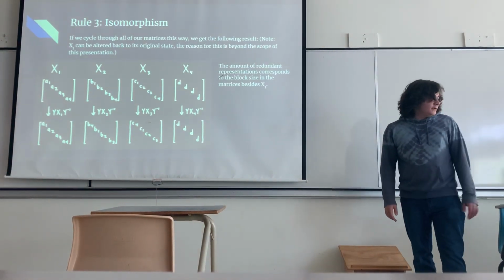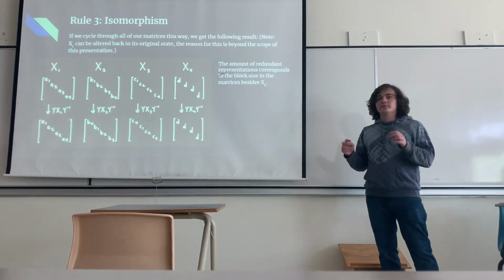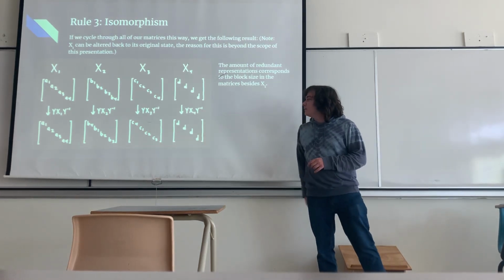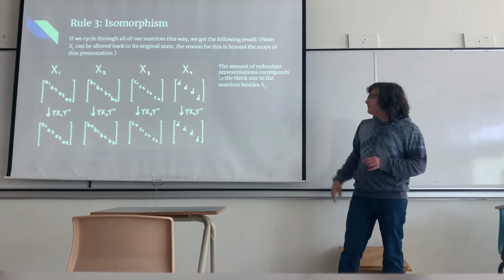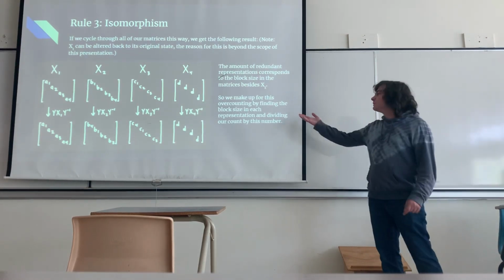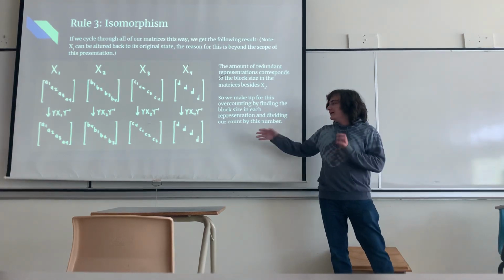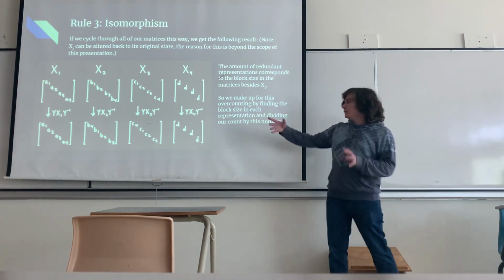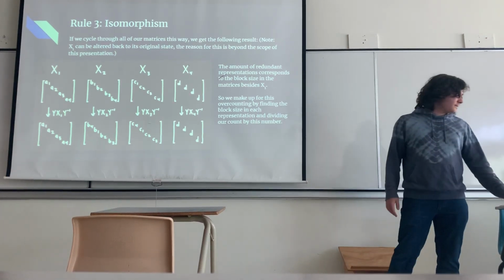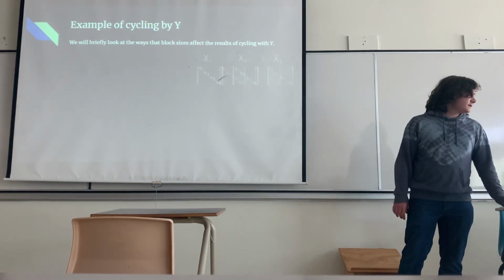So the amount that we've overcounted, like the amount of different looking representations we get, corresponds to the block sizes in x2 and x3, or the common block size between the two of them. Well, we'll see an example of what that looks like in a minute. So what we do is we want to adjust our count of options by this amount that we've overcounted. We want to make sure we're not overcounting anything that just looks different but isn't actually different. So let's look at what this cycling looks like depending on the block size.